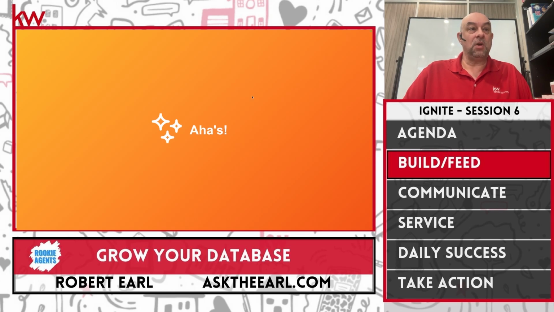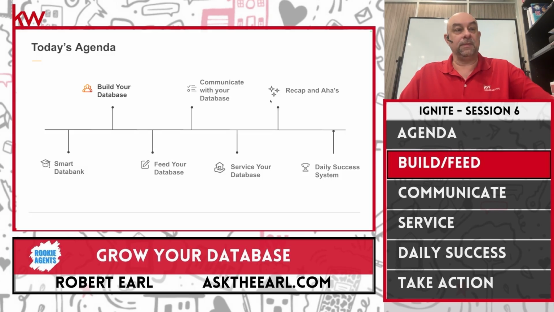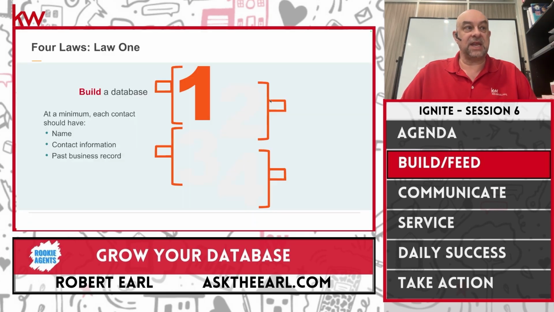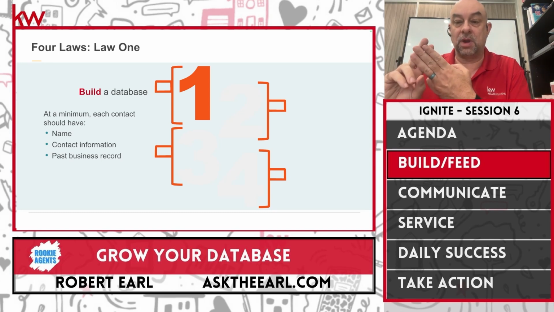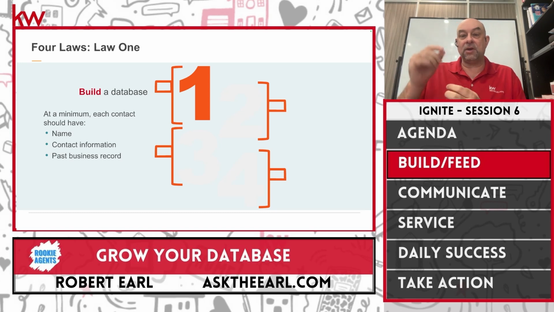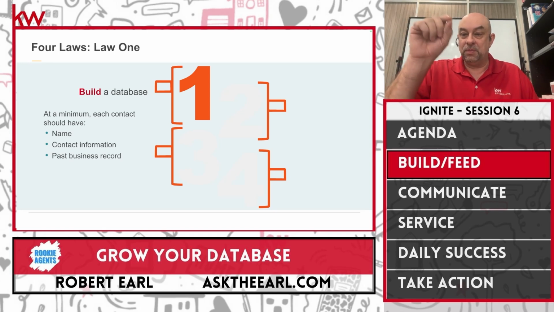So, as we go into building your database, we're going to talk about step one. At a minimum, you need to have their name and their contact information. I like to say I want their name, email, phone number. And if I write that out, I have N, an @ sign, and a hashtag. It would be NAH if you kind of looked at it.